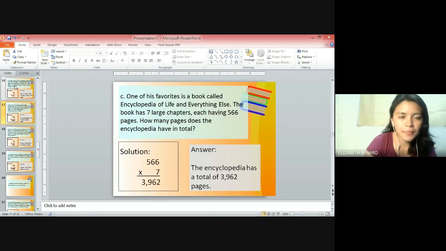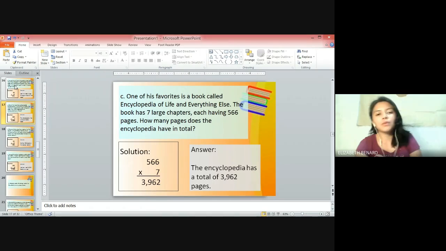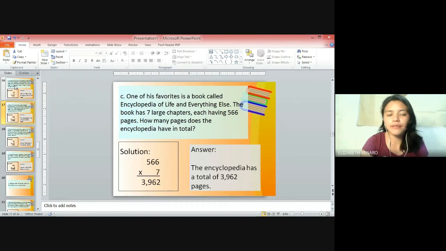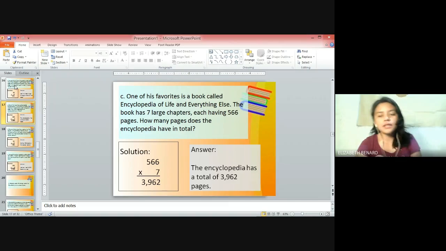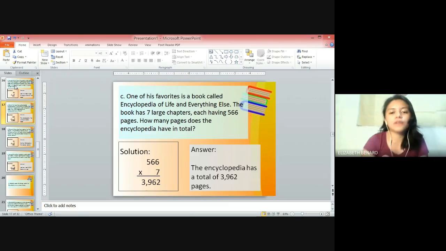Letter C. One of his favorites is a book called Encyclopedia of Life and Everything Else. The book has 7 large chapters, each having 566 pages. How many pages does the encyclopedia have in total? So here's the solution. 566 pages times 7 large chapters is equal to 3,962. So the answer is the encyclopedia has a total of 3,962 pages.